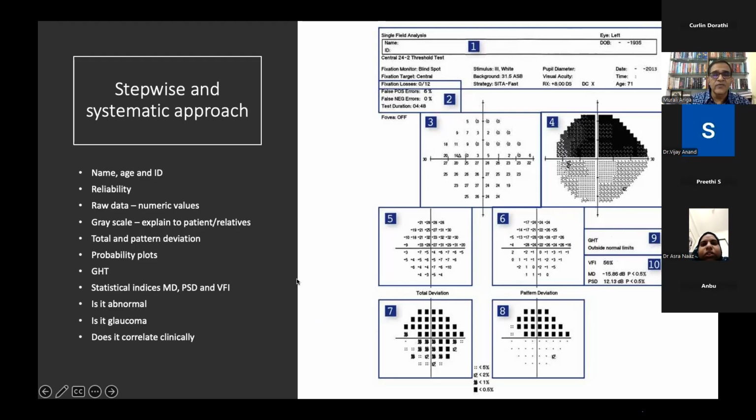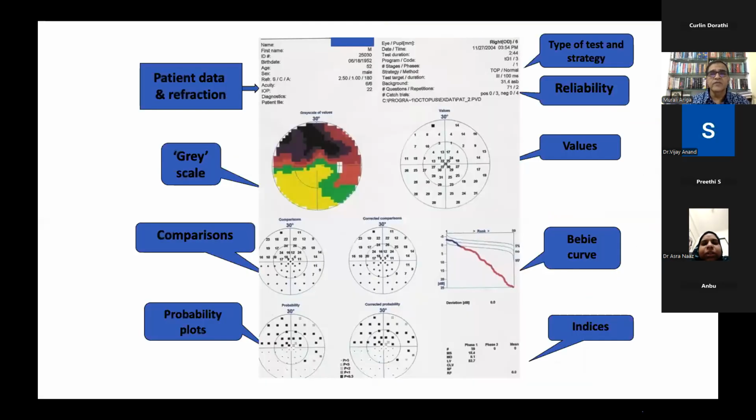And then once you have decided the field is abnormal based on certain criteria, you have to decide: is it glaucoma or not? Or is it any particular disease pattern or not? And does it correlate clinically or not? Having an abnormal field does not mean it is glaucoma. Having a field which looks like glaucoma does not mean it is glaucoma until it is correlated with the patient's clinical history and entire data and everything else together. So one single output like a visual field alone is obviously not enough.